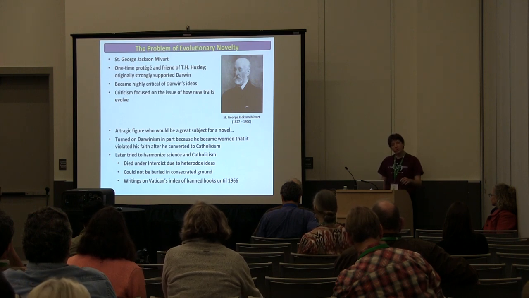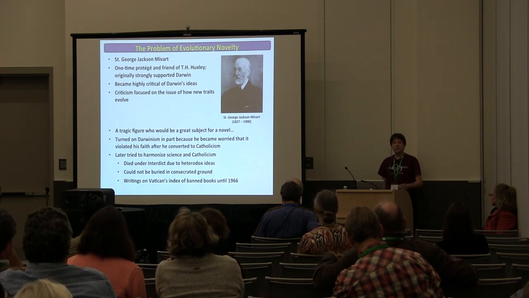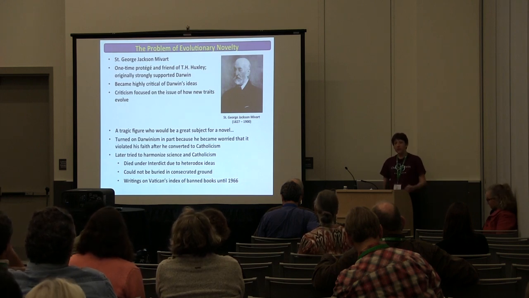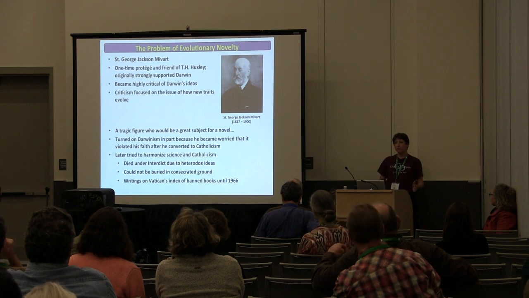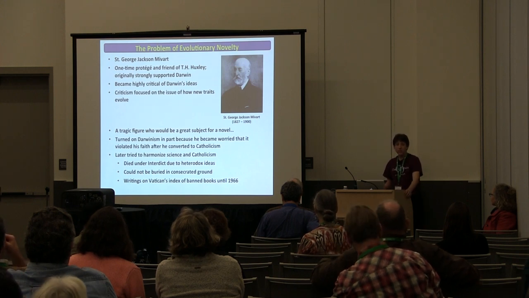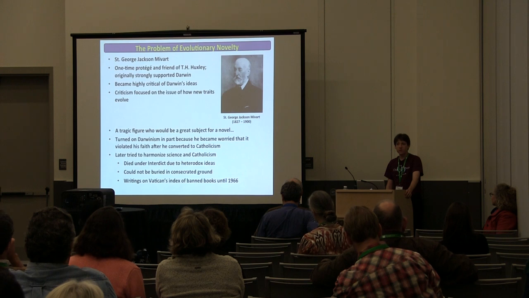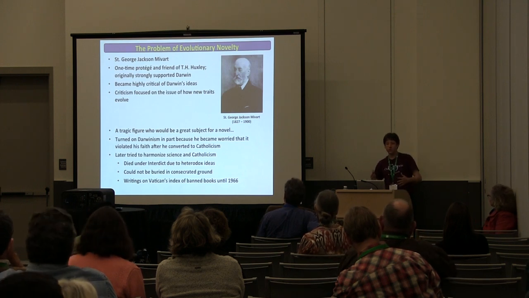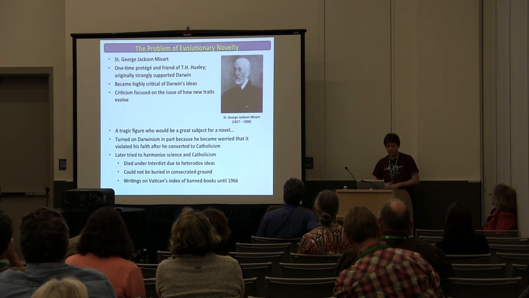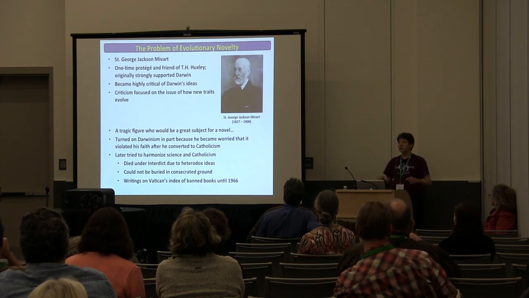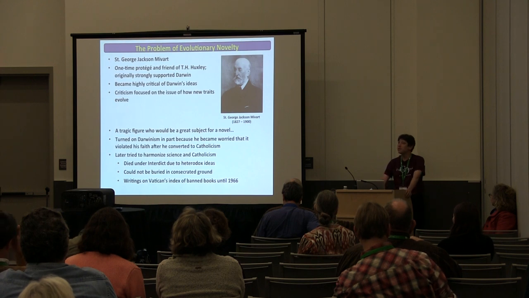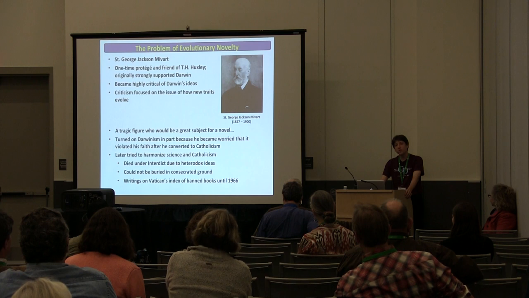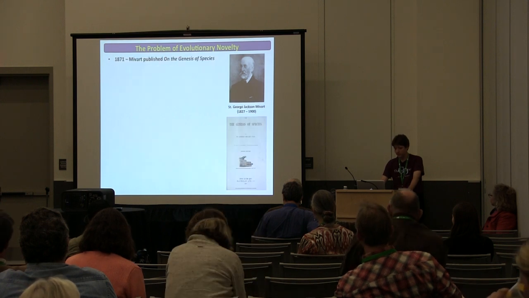But he then later went on to try to harmonize science and Catholicism, and as a result he irritated the church. And he actually died under interdict due to these ideas. That's the step right before excommunication. And so he couldn't be buried in consecrated ground until his family was able to petition the Vatican for dispensation 4 years after the fact. And in fact, his writings, unlike Darwin's, were put on the Vatican's index of banned books until the index was abolished in 1966.